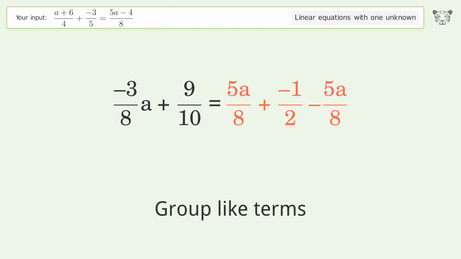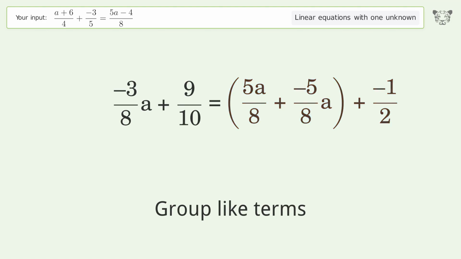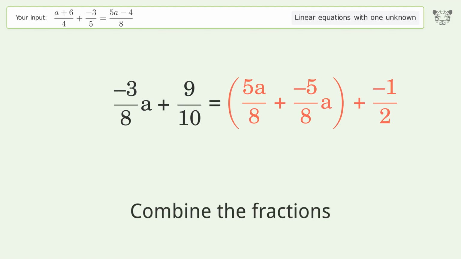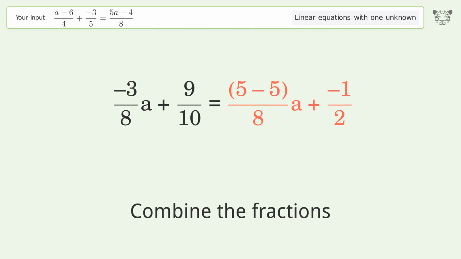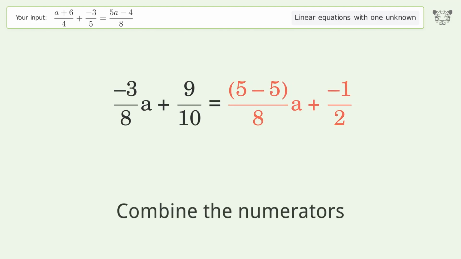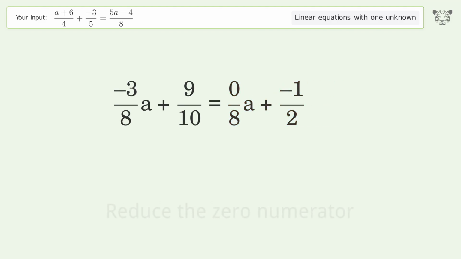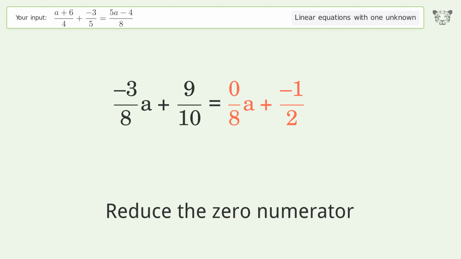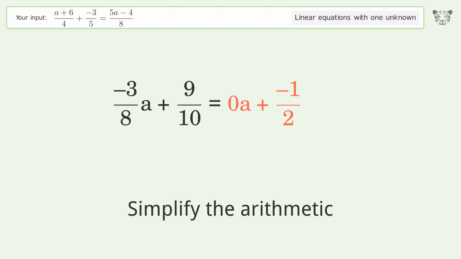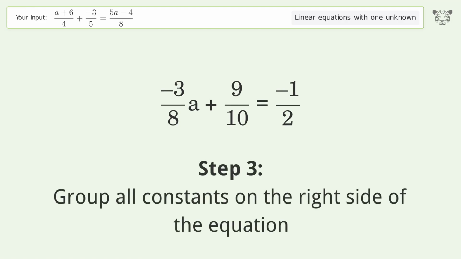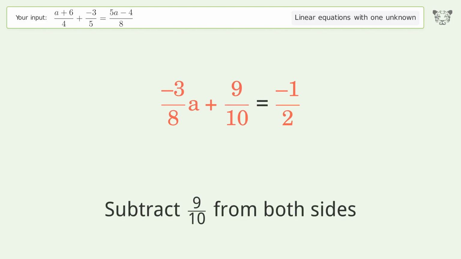Group like terms. Combine the fractions. Combine the numerators. Reduce the zero numerator. Simplify the arithmetic. Group all constants on the right side of the equation. Subtract 9 over 10 from both sides.